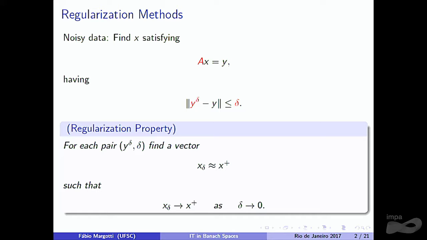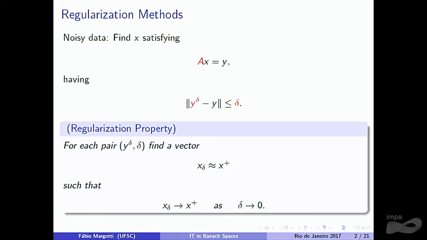So first, the problem we are interested in is this inverse problem, where A is a linear and bounded operator acting between Banach spaces. Our goal is finding this X here, the solution of the inverse problem. And we assume to have only an approximation for the right-hand side, only Y delta. So we have these things in red, and we want to find X.